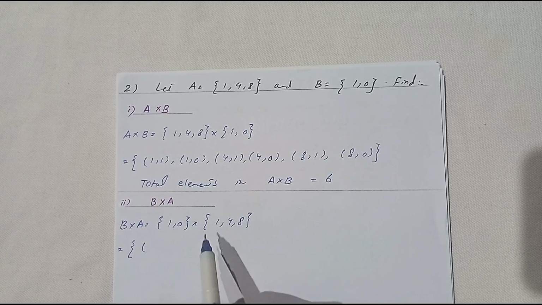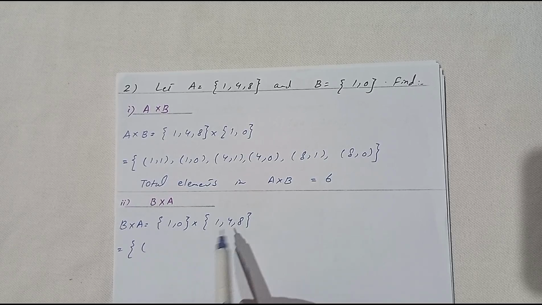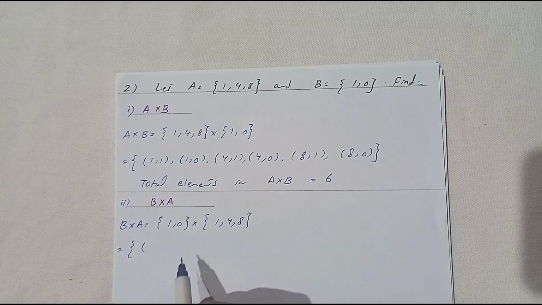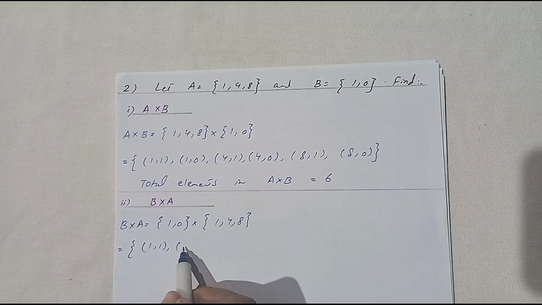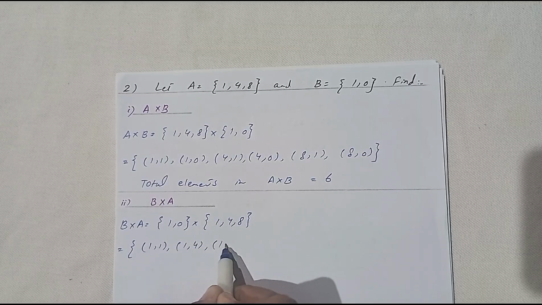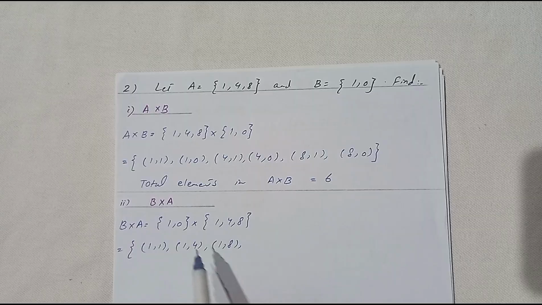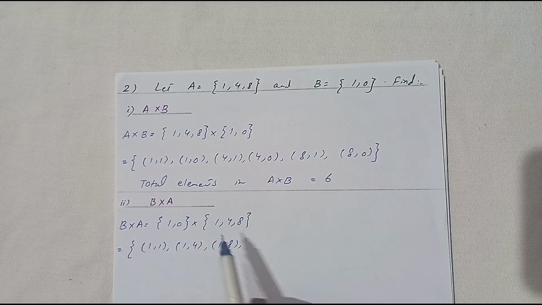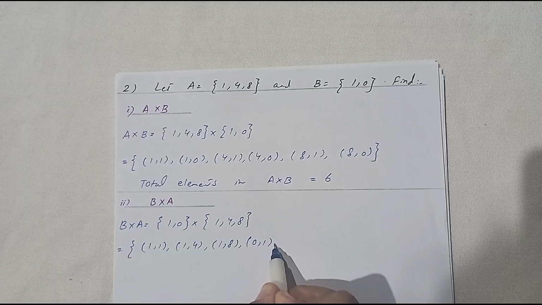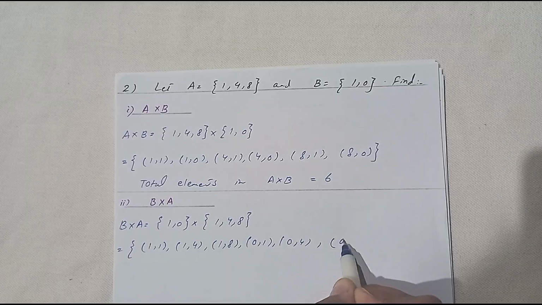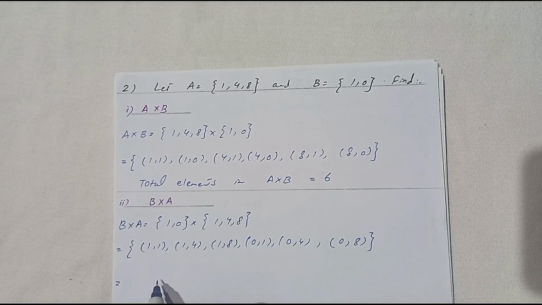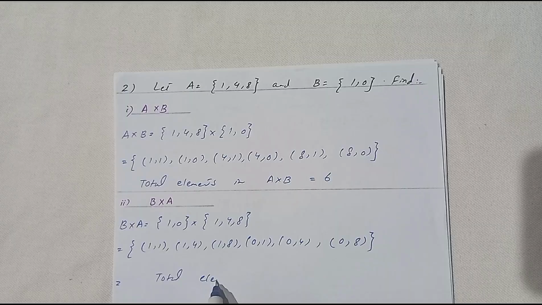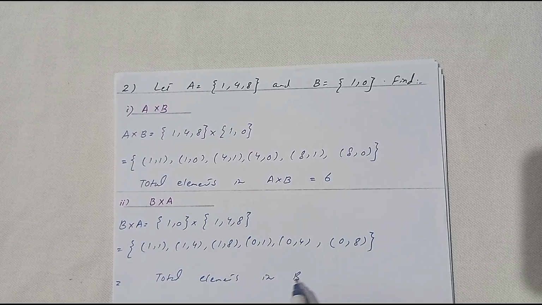Making ordered pairs, first multiply the 1 with all elements of the A set and then make pairs of 0 with all elements of the A set. So pairs of 1 with all elements of A are 1 comma 1, 1 comma 4, 1 comma 8. Now the pairs of 0 with all elements of A are 0 comma 1, 0 comma 4 and 0 comma 8. Counting the number of elements, that is 1 2 3 4 5 6. So the total elements in B cross A is also equal to 6.